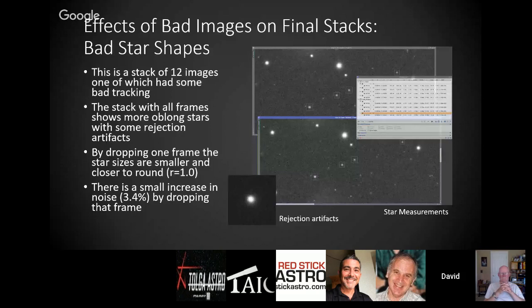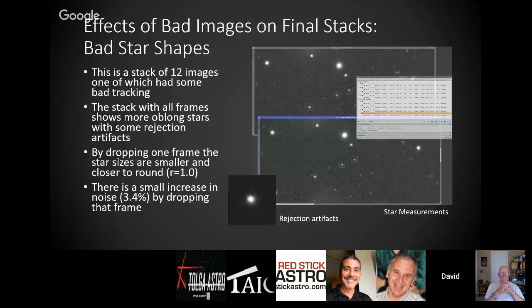The stars are also a little bit rounder because I tossed some of the elongated subs. It's a little hard to see in this picture. You can kind of see in the measurements, though, in the all frames, the R value, which is the ratio of X to Y in the star size measurement. These numbers are smaller, meaning they're further away from round than these numbers, right? So they're a little more eccentric, and it is sometimes noticeable, sometimes it's not, right?